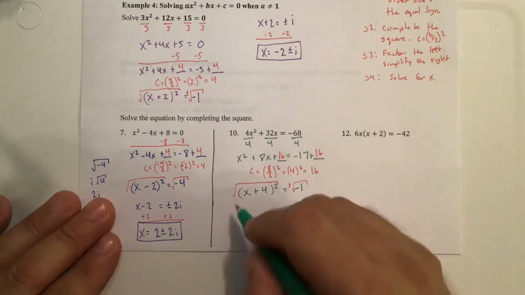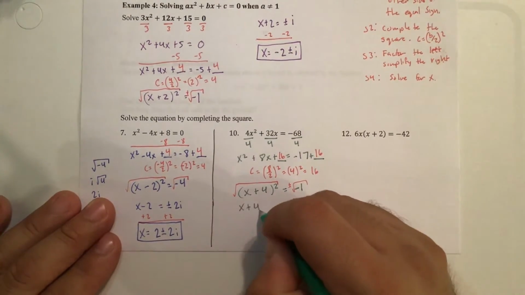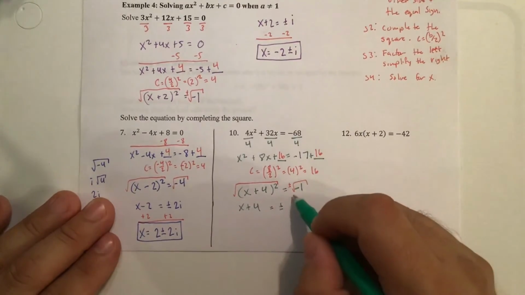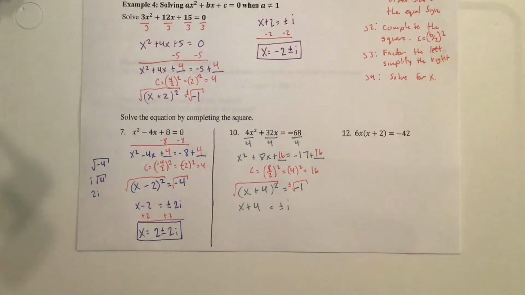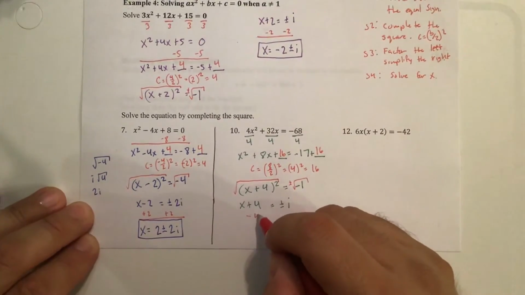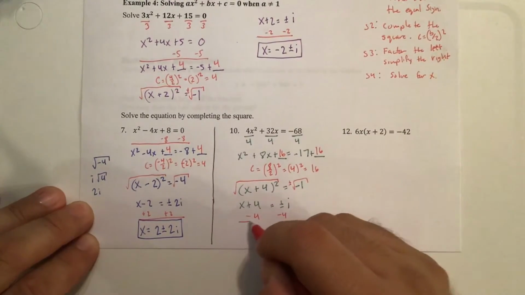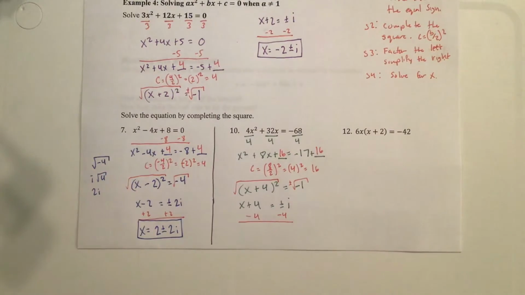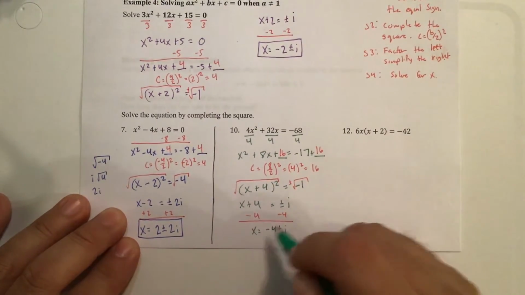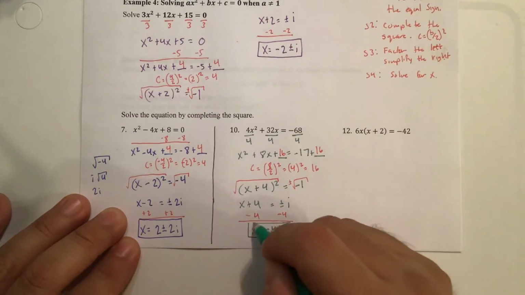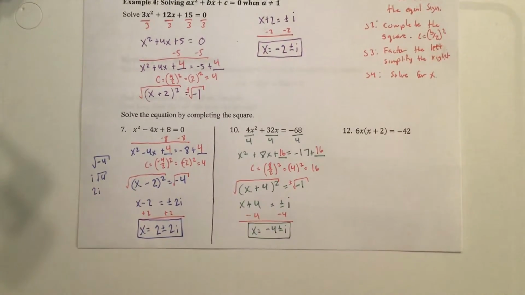So the square root and the square cancel out, leaving us with x plus 4 is equal to plus or minus, and hopefully you said the square root of negative 1 is i. Last step we take to solve this is subtract 4 from both sides. So we isolate the x, and x equals negative 4 plus or minus i. And that's my final answer. I cannot combine them because they are unlike terms.